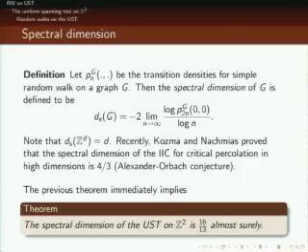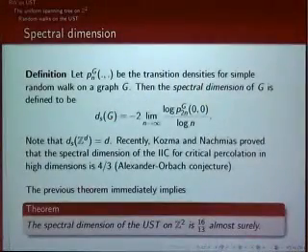If you remember in the previous slide, I had that P_2n decays like n to the minus 8 over 13. So if you just plug that into this definition, you immediately get that the spectral dimension of the uniform spanning tree on Z^2 is 16 over 13, almost surely.